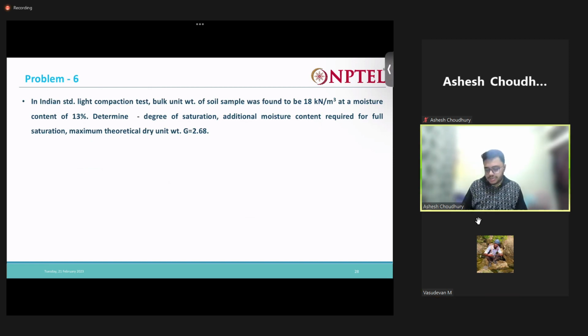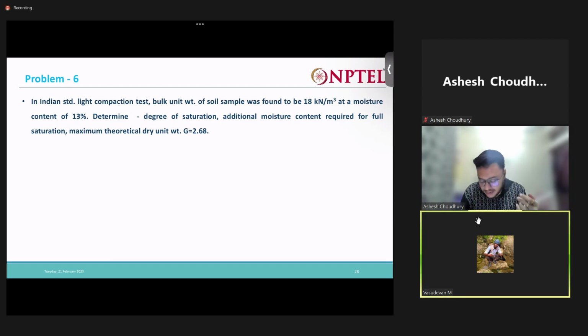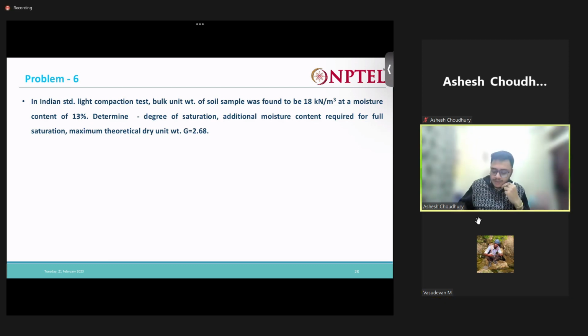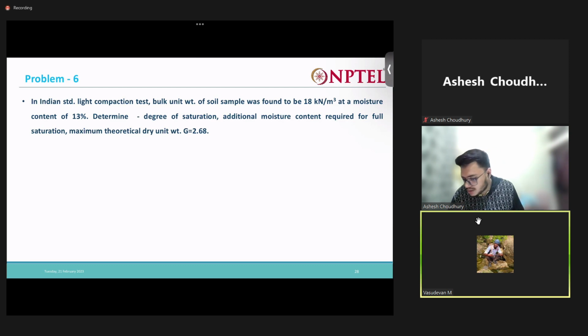Okay, so the next question is that in the Indian Standard light compaction test, the bulk unit weight of a soil sample is found to be this much at a moisture content of this much. So bulk unit weight is given and moisture content is given. What can we find out? Dry unit weight you can find out easily, right? So that is going to determine the degree of saturation and the additional moisture content that is required for full saturation. Let us solve.